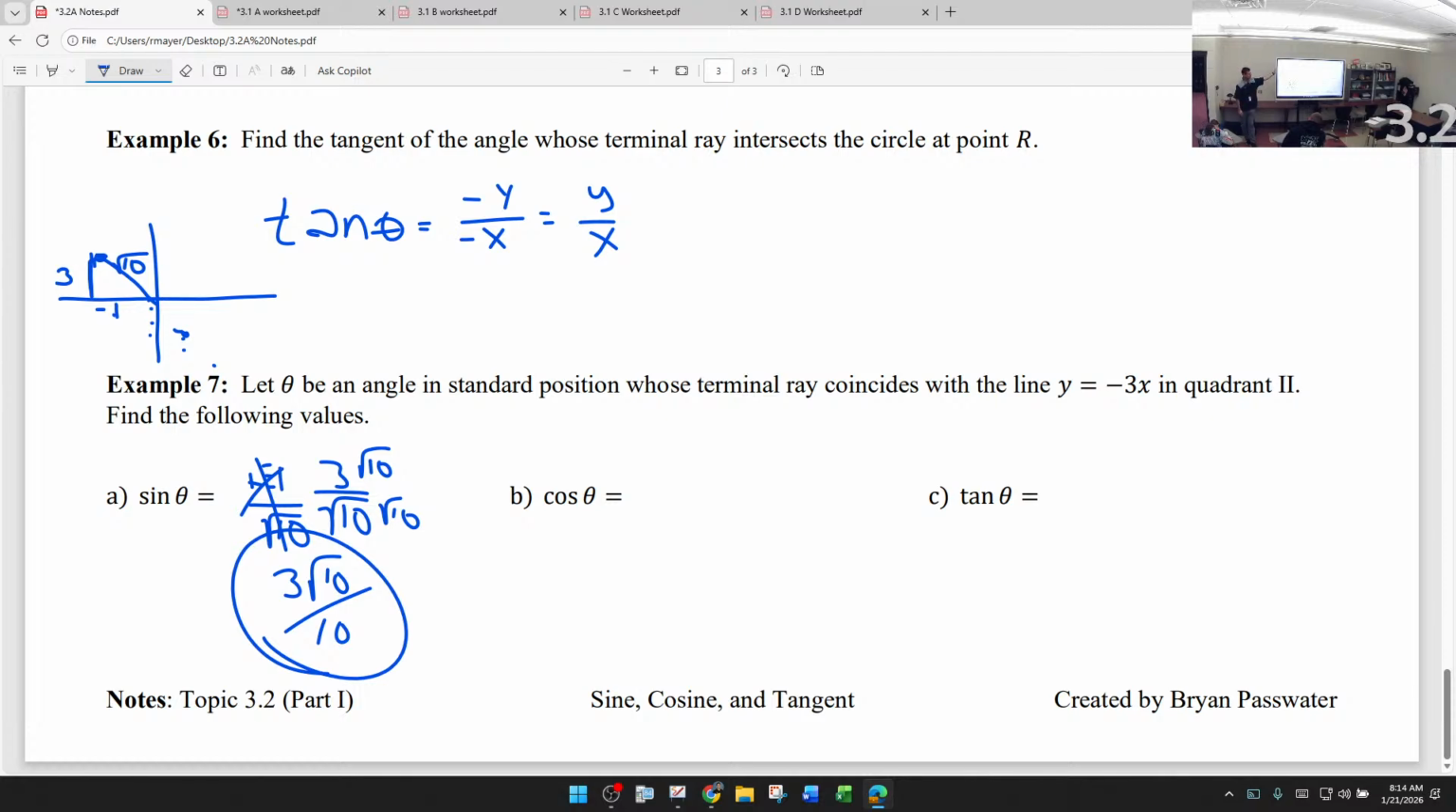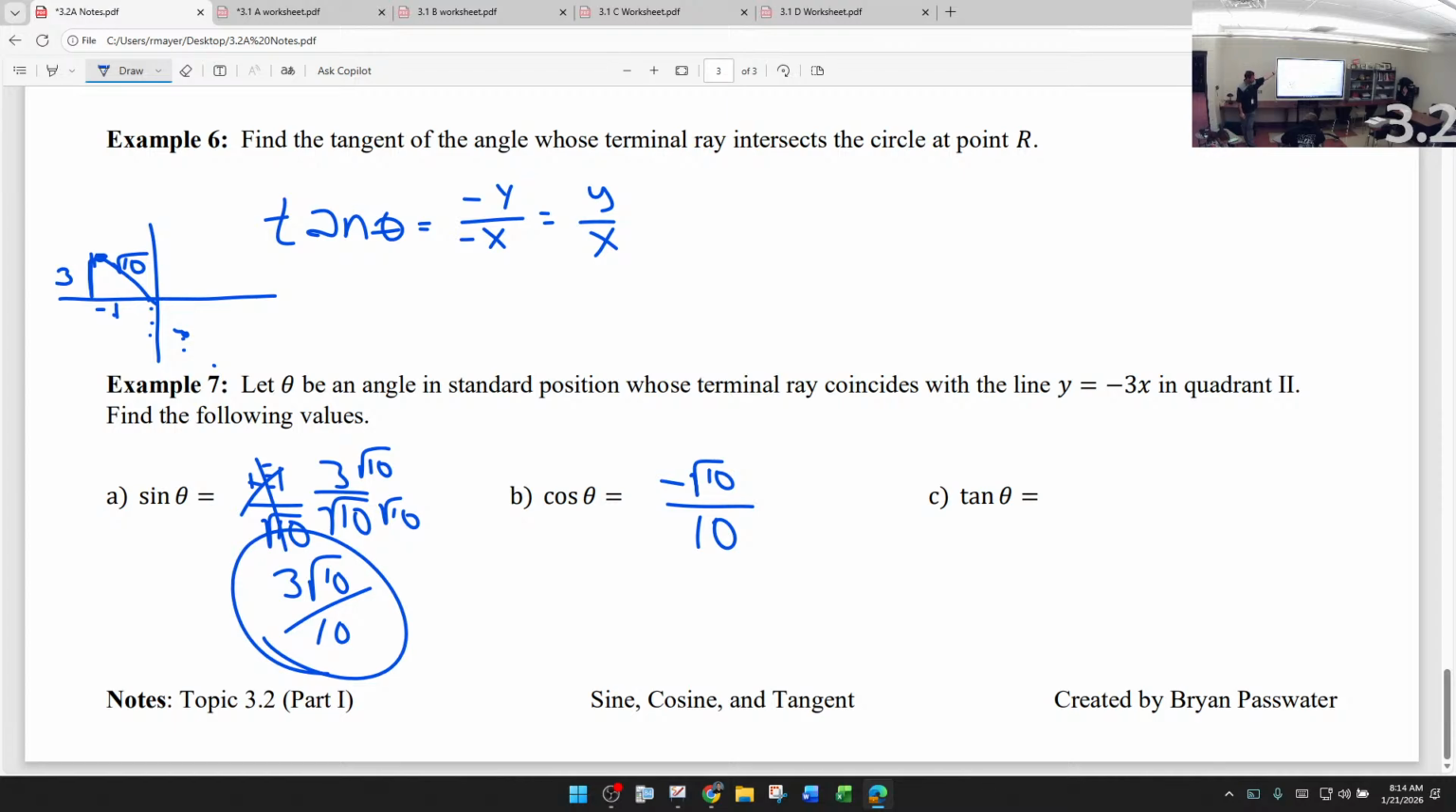Cosine is negative 1 over root 10. Just be careful about your negatives and your positives. If they're going to try to trick you, that's where they're going to try to trick you. It's not going to be the wrong side. It's just going to be a negative and a positive. Negative square root of 10 over 10. I've already simplified it.